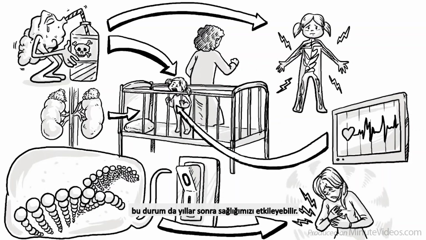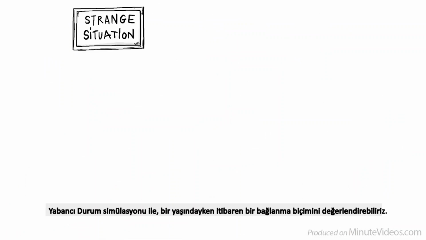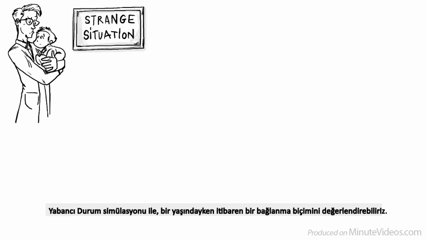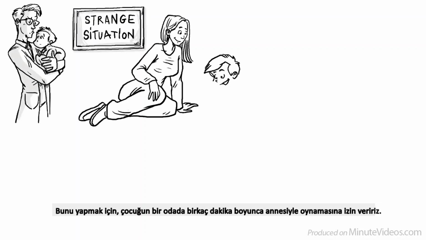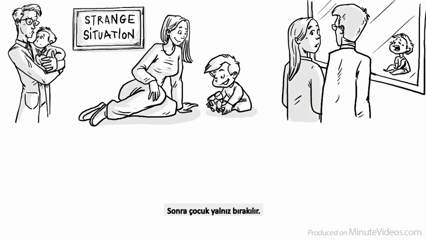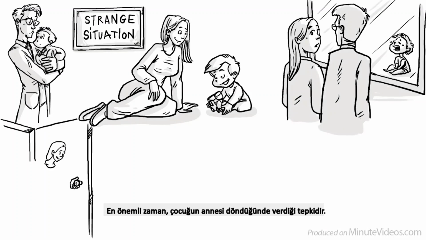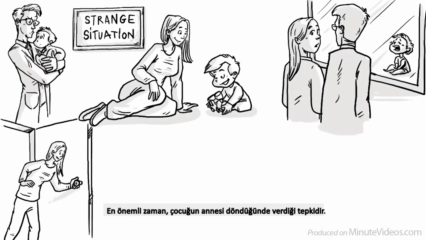By simulating a strange situation, we can assess an attachment style already by the age of 1. To do this, we let the child play with their mother for a few minutes inside a room. Then the child is left alone. The key moment is the child's reaction when her mother returns.